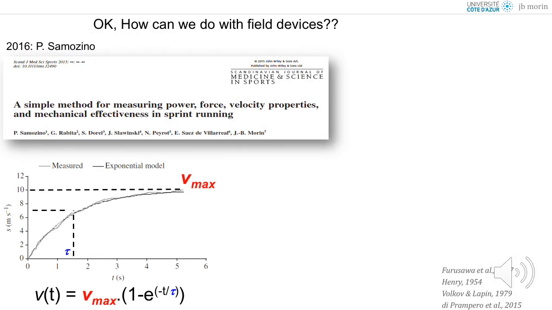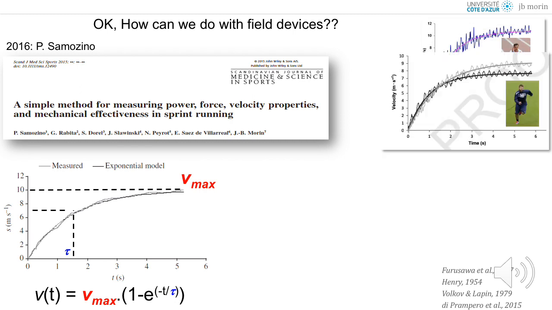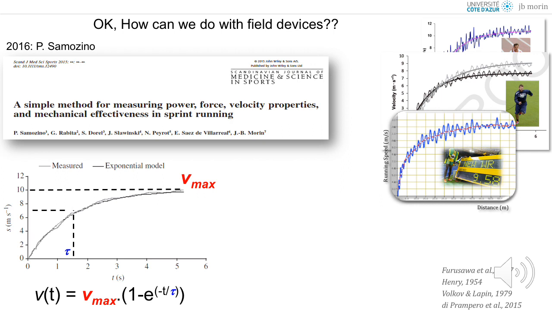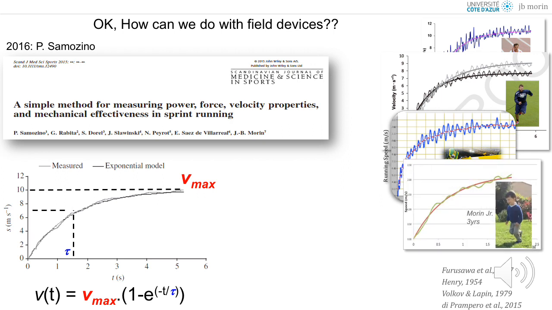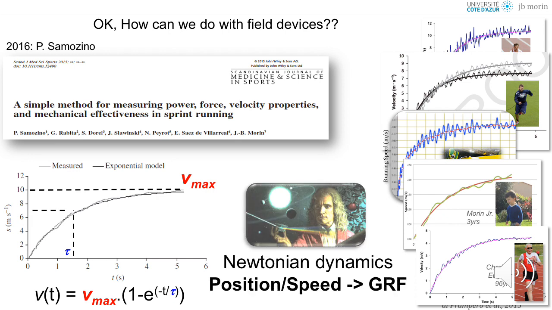This is what Pierre Samozino published in 2016. The increase in speed is exponential, and it's something you see in sprinters, in football players, in the world record of Usain Bolt. My son, for example, when he was a little kid, when everybody accelerates, the increase in speed is clearly exponential. From that, you can calculate the acceleration by deriving velocity over time, and you can estimate the ground reaction force that was associated with this acceleration.